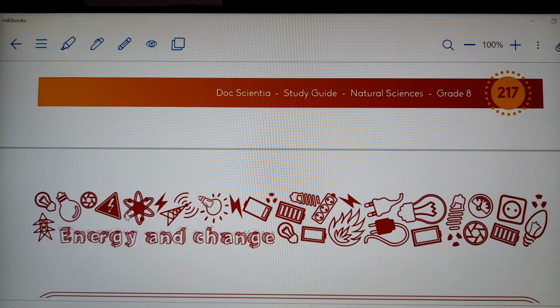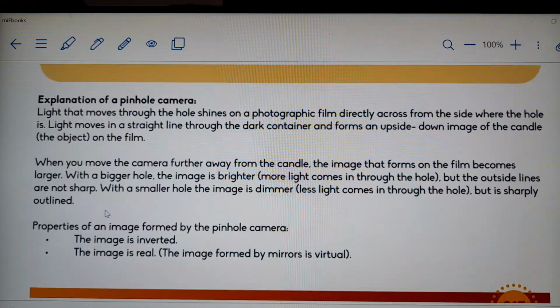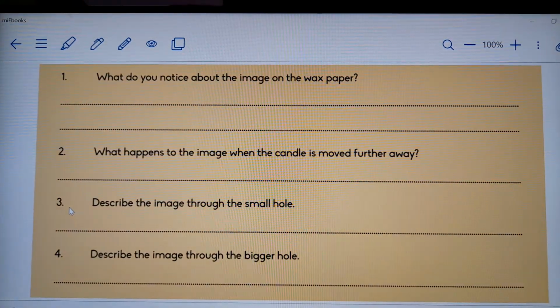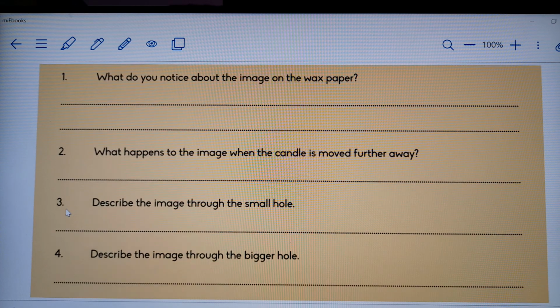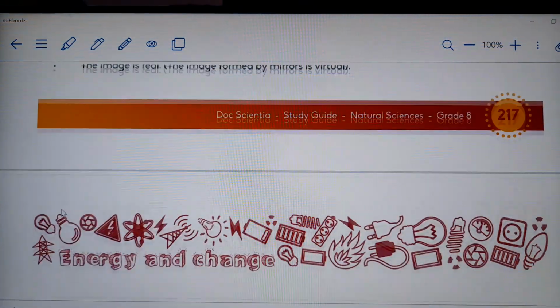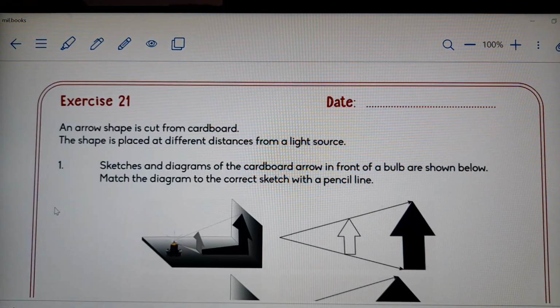Okay, so with this covered, you are in a position now to cover the questions that are in page 217 based on the investigation, and you can also do exercise number 20 and exercise 21 on page 218. Okay, thank you.